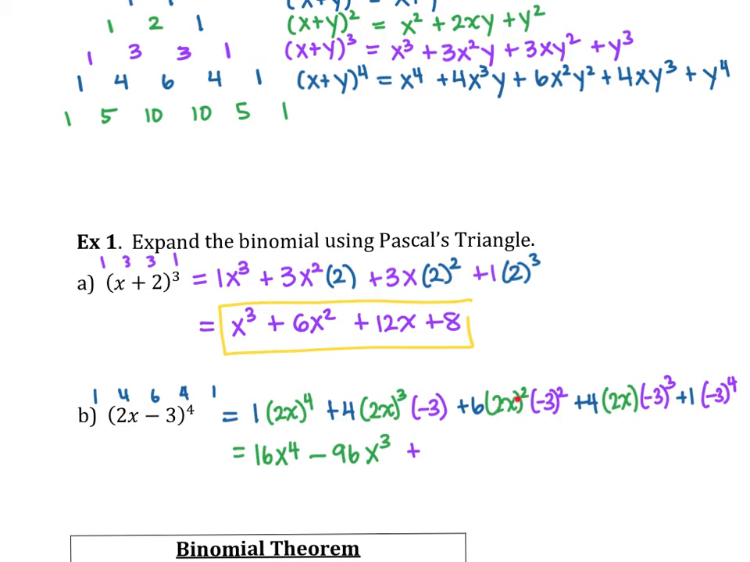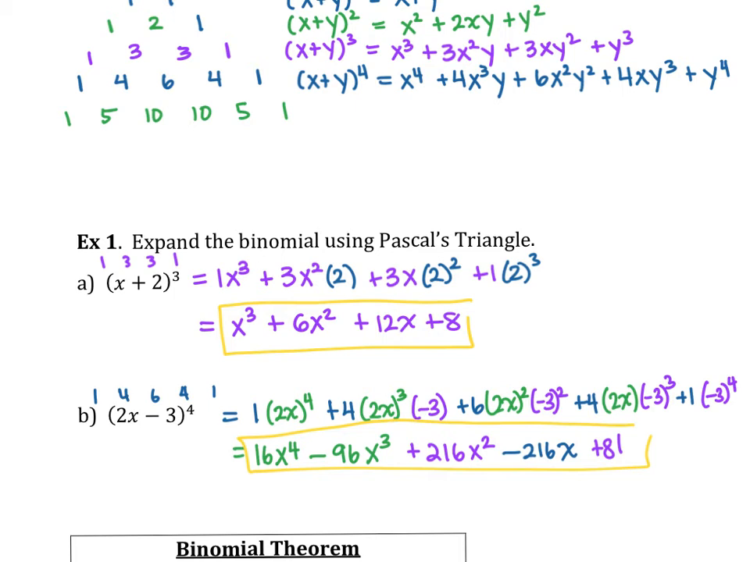Quantity 2x squared is 4x squared. 4 times 9 is 36. 36 times 6 is positive 216x squared. See, negative 3 to the third, negative 27 times 2, negative 54 times 4, negative 216x, and then the last term, I just have negative 3 to the fourth, which is positive 81. Okay, so this should be the correct expansion of 2x minus 3 to the fourth, and this is actually one where I wouldn't have wanted to multiply it out 4 times.